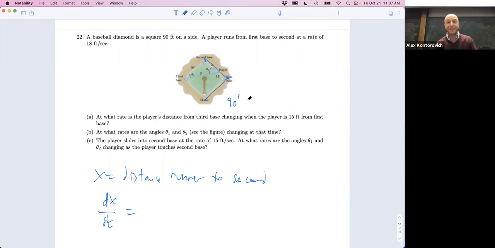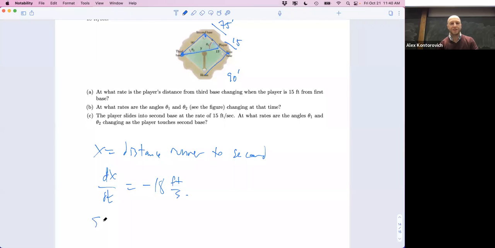So the distance starts out at 90, goes down to 0. So it's going to be negative 18 feet per second. Okay. Great. At what rate is the player's distance from third base changing when the player is 15 feet from first base? Okay. If he's 15 feet from first base, how far is he to second base? 75. And then I want to know what the distance is to third base. So let's call that distance s. s is distance to third base. What's the equation relating s and x?